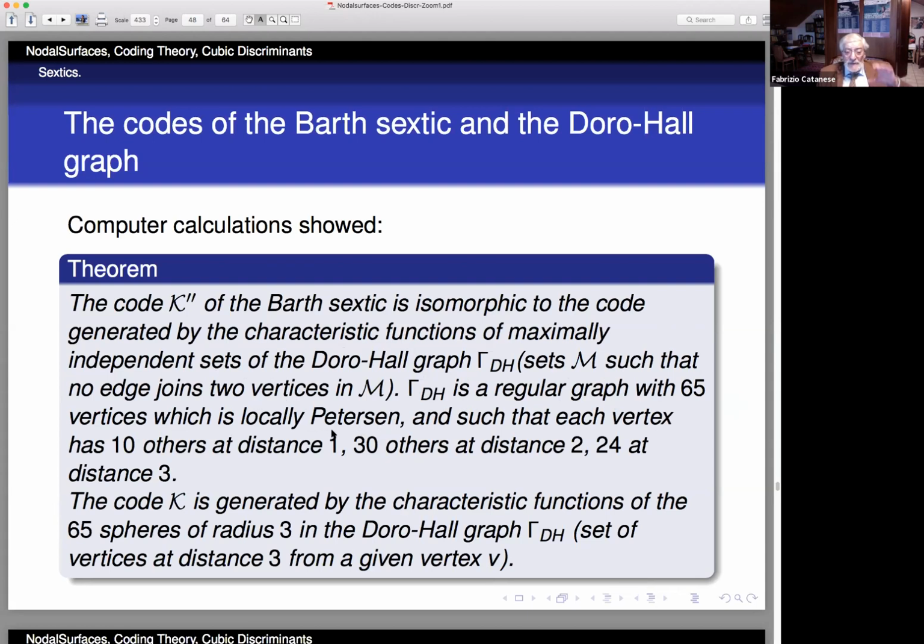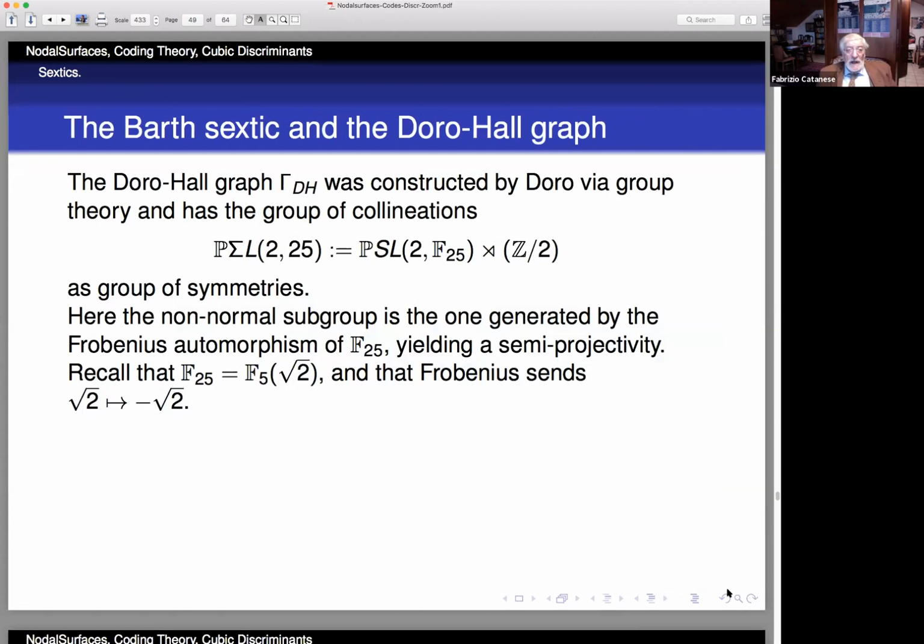The Petersen graph is the dodecahedral graph divided by the antipodal involution, and has the property that each vertex has 10 vertices at distance 1, 30 others at distance 2, and 24 at distance 3. And the smaller code K is generated by the characteristic functions of the 65 spheres of radius 3 in this Doro-Hall graph. And so there is some interesting connection.